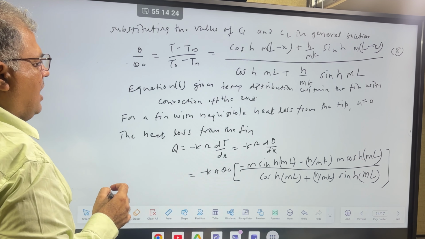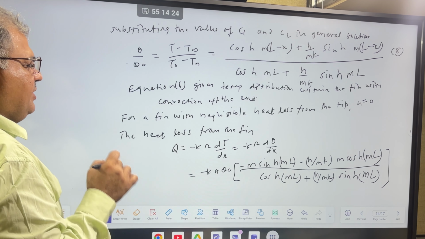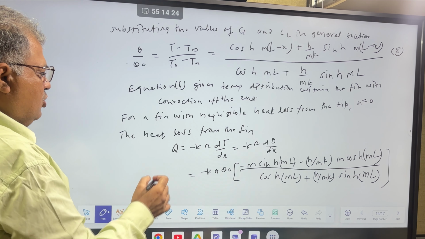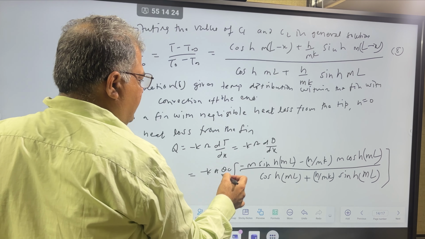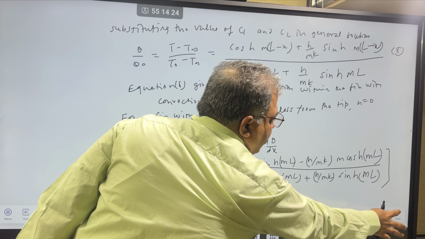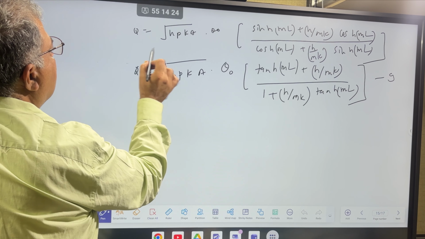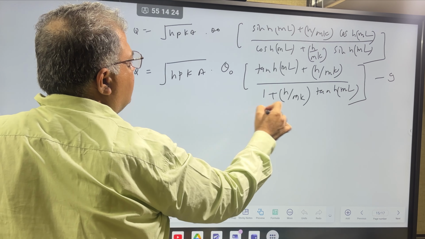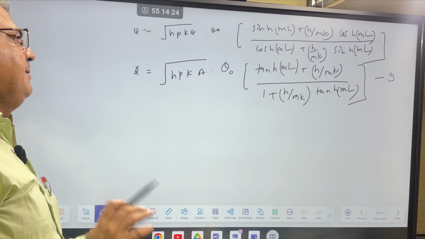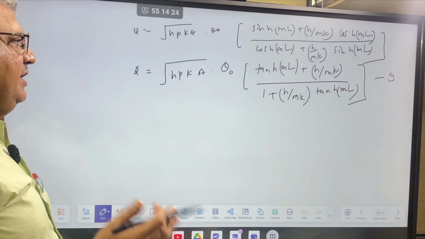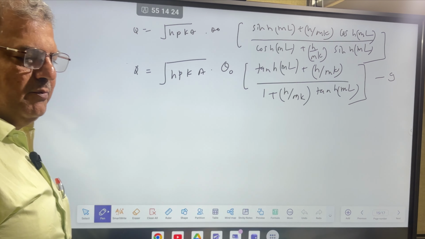Now we will find out how much heat loss has to take place at x equal to 0. For that, Q is equal to, by Fourier law of heat conduction, and here put the value of dT by dx. You will get this, and on the next page you will see that Q is equal to this. So this, equation number 9, is the heat loss that should take place from the fin, so that our equipment will be protected.